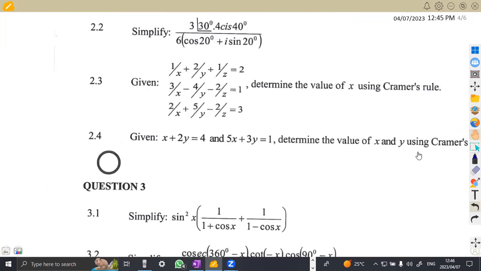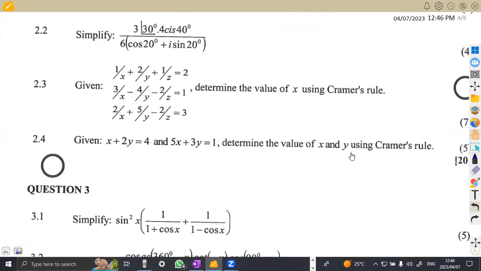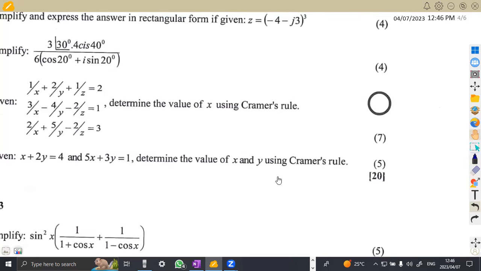Let's check the other part, which is question 2.3, to determine the value of x using Cramer's rule. All right, Cramer's rule. So let's see our equation. Let me just remove this part so that we can properly see how our equation was presented in this case. It's just that there are fractions and so forth, but it's actually nothing at all. So this is question 2.3.